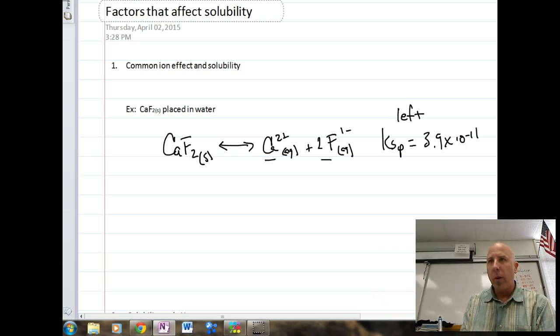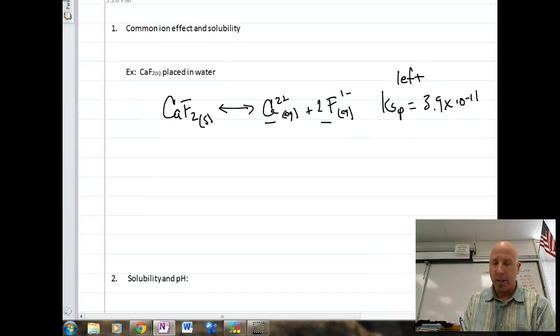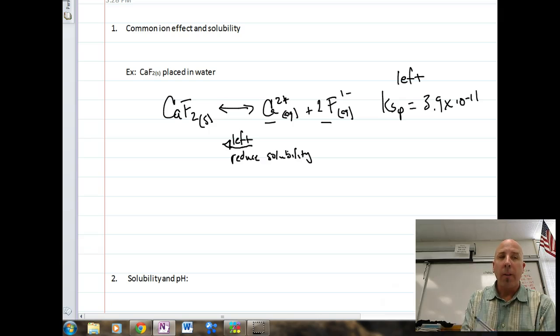Now, just a quick review on Le Chatelier's principle. We've talked about Le Chatelier's principle before: I could change the shift in the equilibrium by doing a couple things. One of the things that I could do is cause the equilibrium to shift left. I could do that by adding more calcium or adding more fluoride. Now, if we shifted left, we would say that we reduce solubility, because a reduction in solubility would be more solid on our left-hand side or reactant side, and less of the fluoride product and the calcium product, whatever we did to shift this to the left.